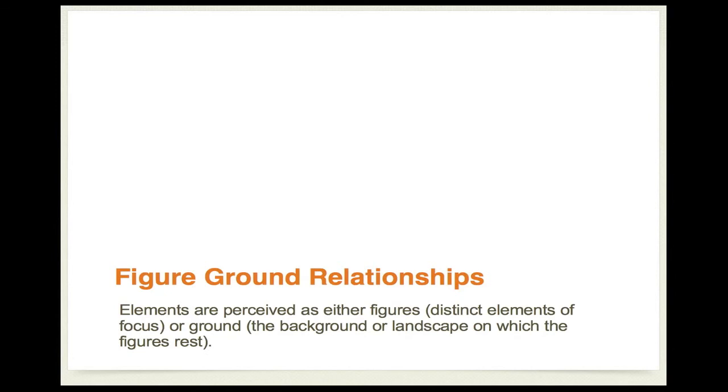Elements are perceived as either figures, distinct elements of focus, or ground, the background or landscape on which the figure rests. Human perception involves deciding between what visual information is important, figure to focus on, and what can be safely ignored, ground. The ground often provides context, but we instantly find figures to focus on. This instant visual recognition is something we naturally do.